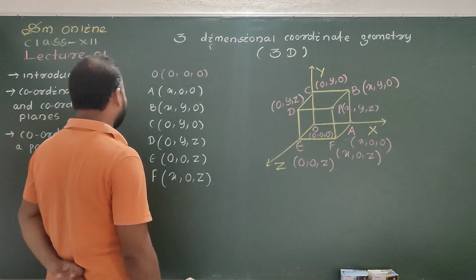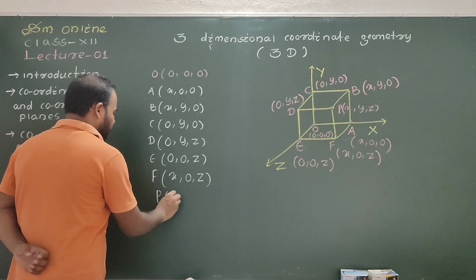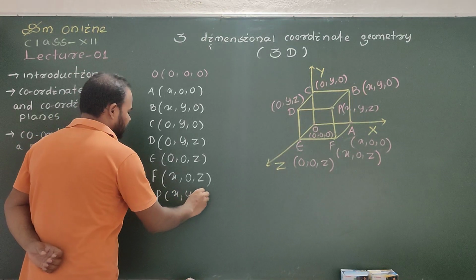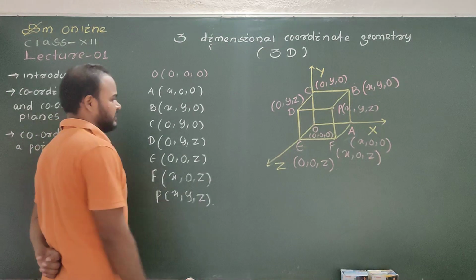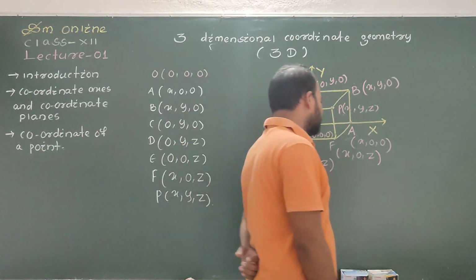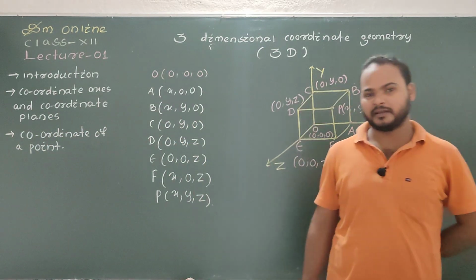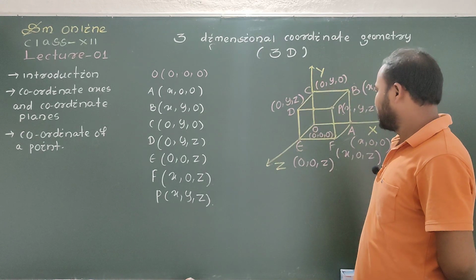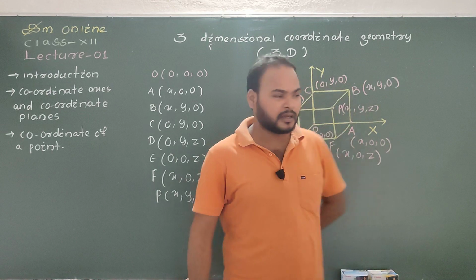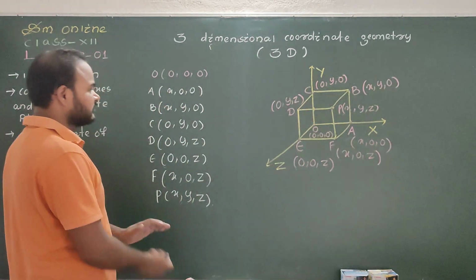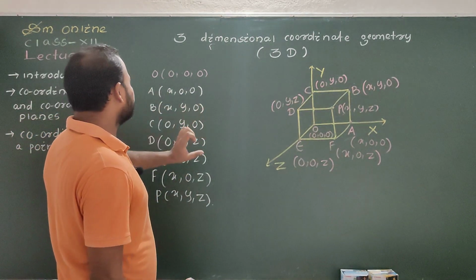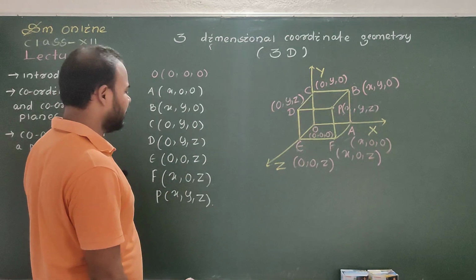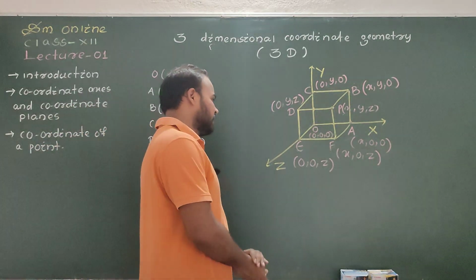Okay, and the coordinate of P is what? x, y, z. Okay, so these are the coordinates, okay, of a cube. This is a cube. Okay, now this is all about coordinate of a point.